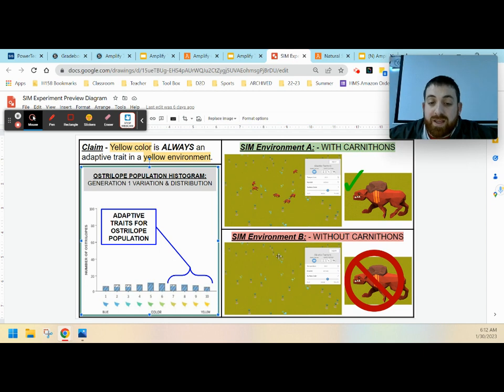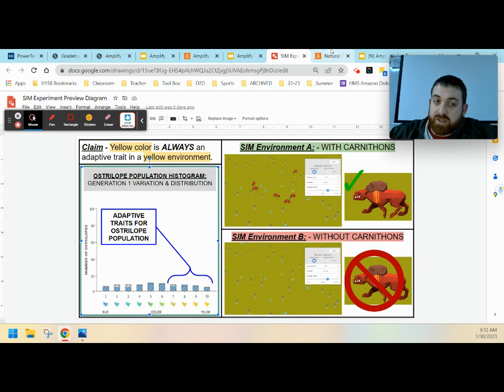Then you're going to run the sim again for Environment B. In Environment B, you're going to turn off the Carnathons. You're going to take them out of the population. And we're going to look to see if that yellow color is always an adaptive trait: one with an environment that has a predator, one with an environment that does not.